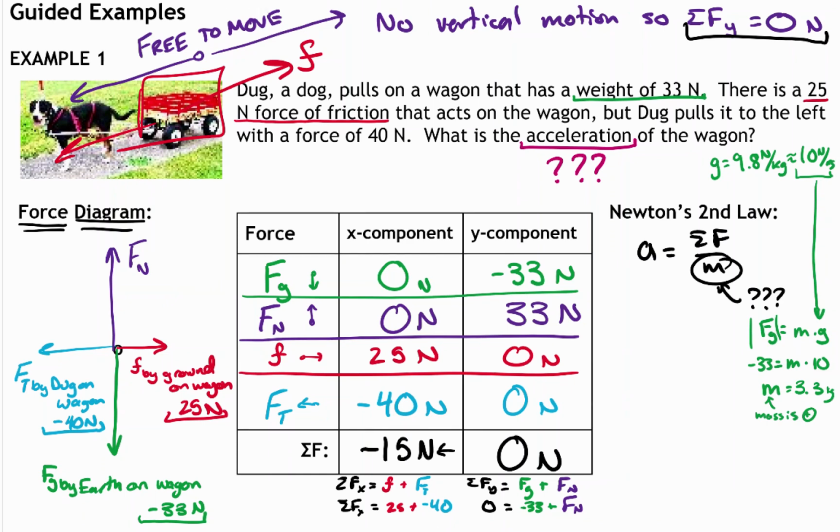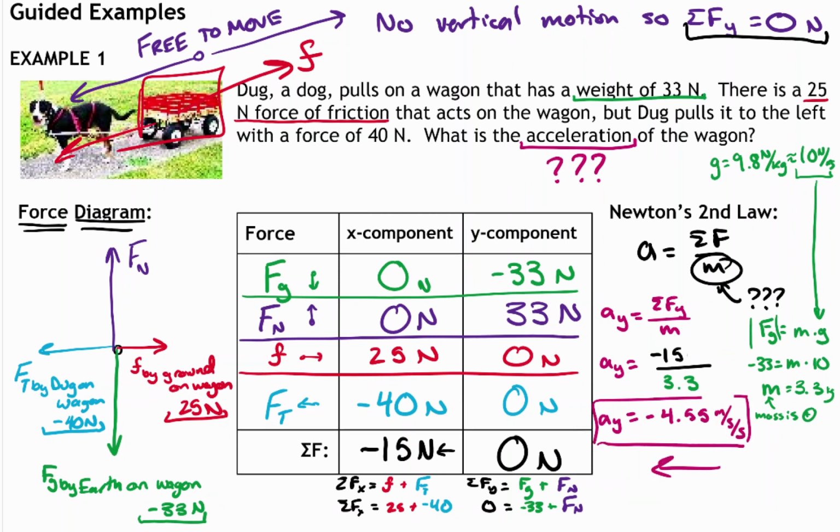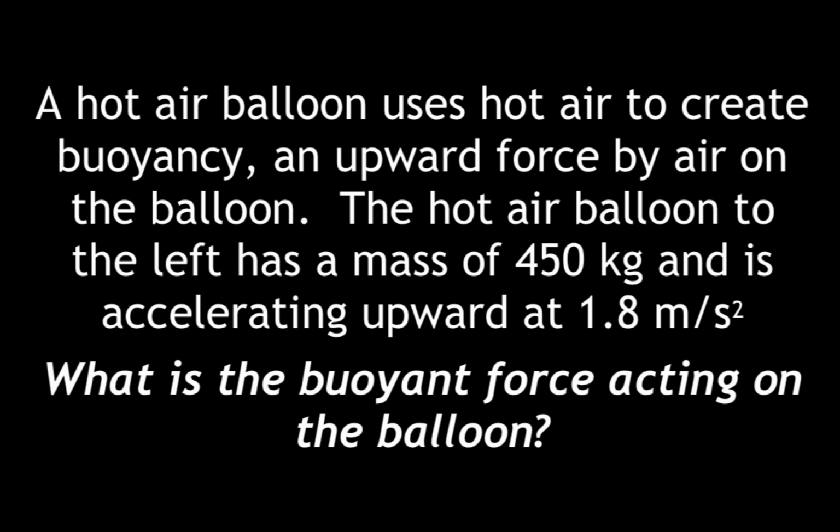The acceleration in the x direction is equal to the net force in the x direction divided by the mass. So negative 15 newtons divided by 3.3 kilograms. We find that the acceleration is negative 4.55 meters per second squared, and that negative sign means to the left.